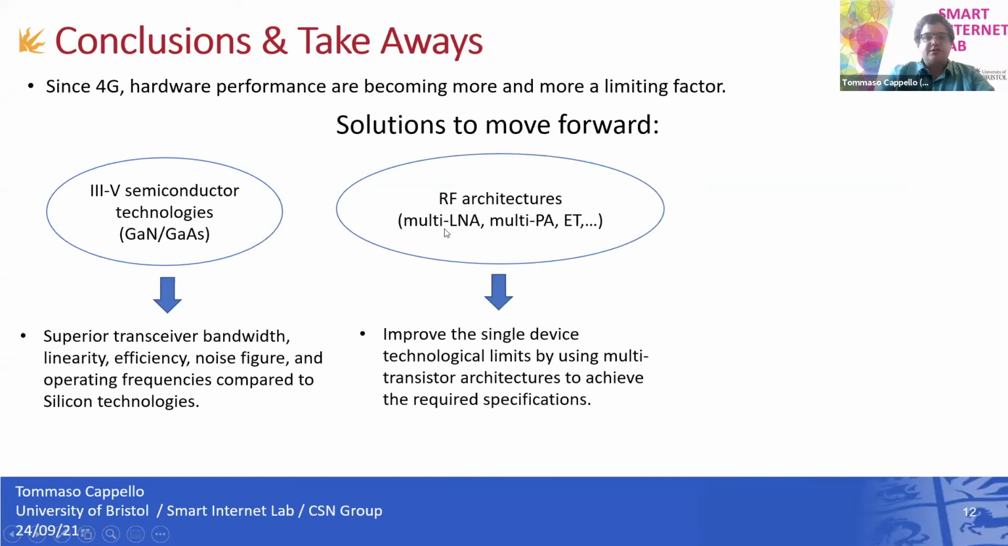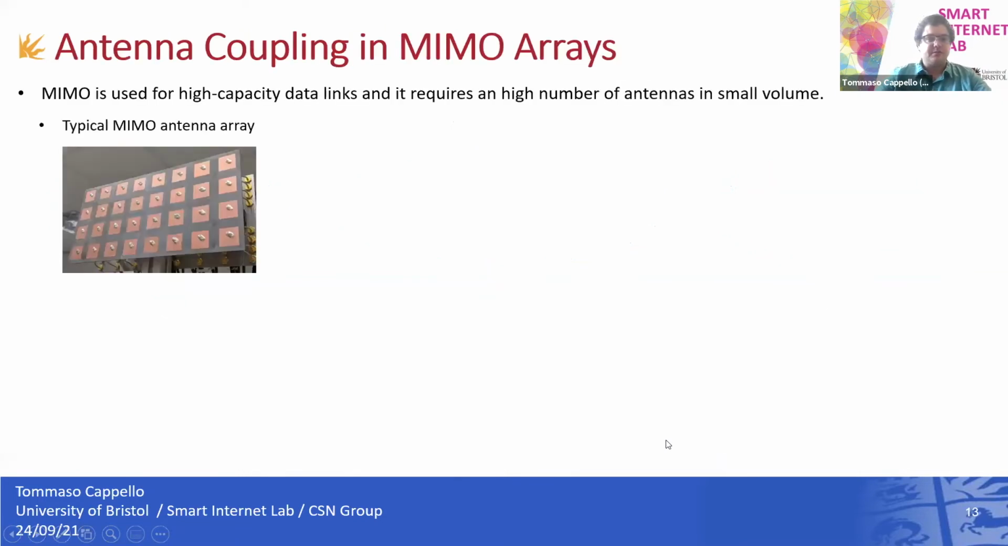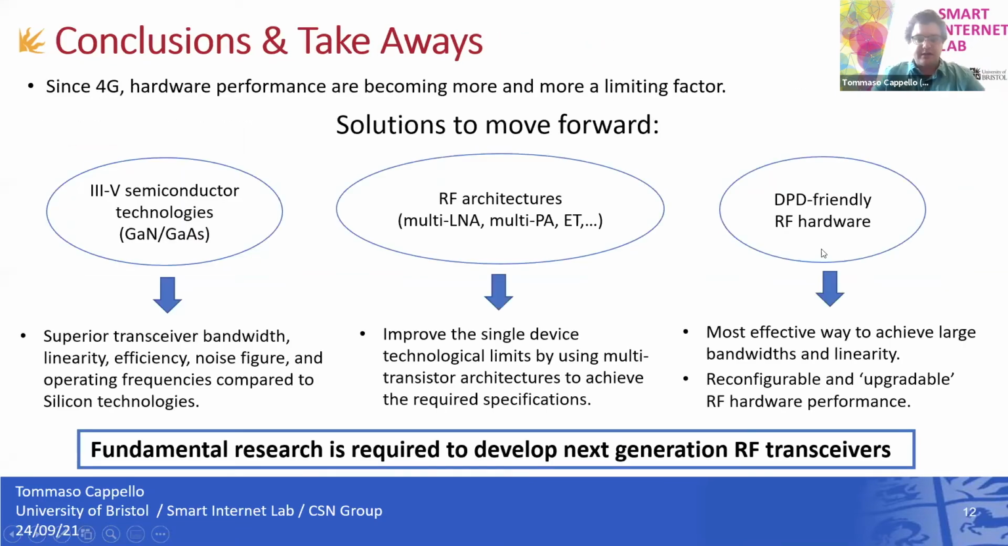Multi-transistor architectures such as multi-LNAs, multi-PAs, and so on, in order to improve the linearity-efficiency trade-off. And finally, also to keep an eye on the correction of this radio frequency hardware by designing DPD-friendly types of power amplifiers and receivers. So finally, some fundamental research is still required to develop next generation RF transceivers. This brings me to an end. Thank you very much, Tomasso.